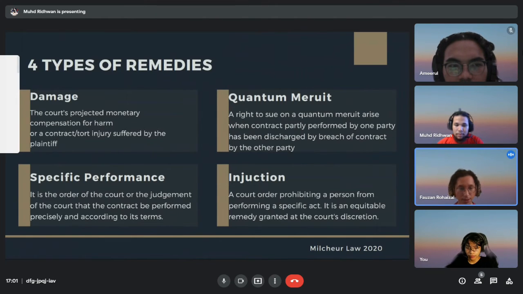The third one is specific performance. Specific performance is the order or judgment of the court that the contract be performed precisely and according to its terms. And the last one is injunction. A court order prohibiting a person from performing a specific act. It is an equitable remedy granted at the court's discretion.